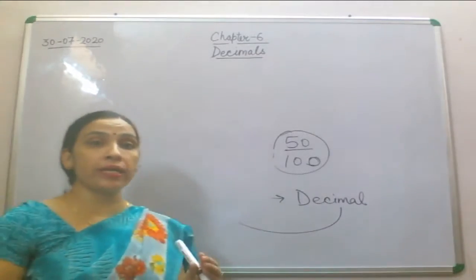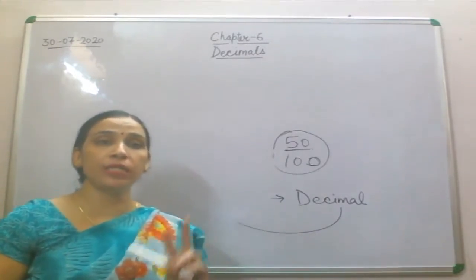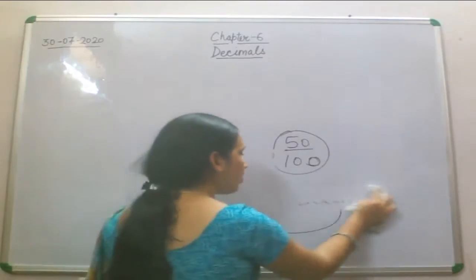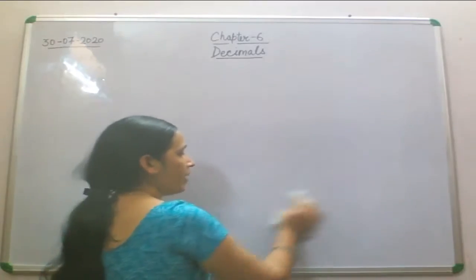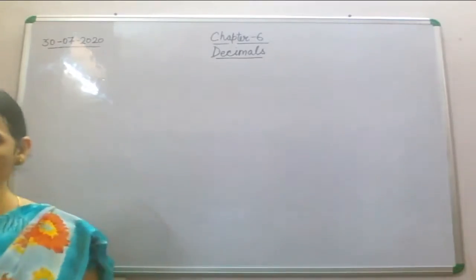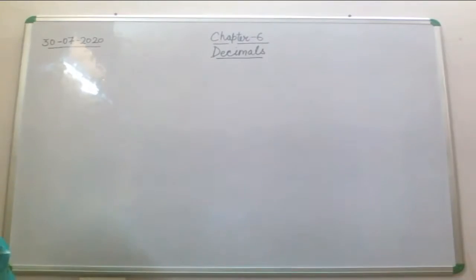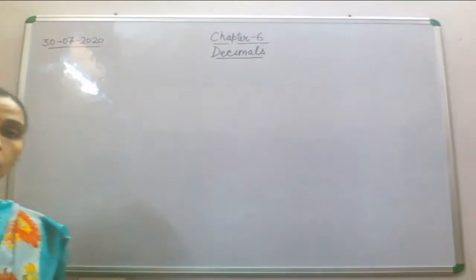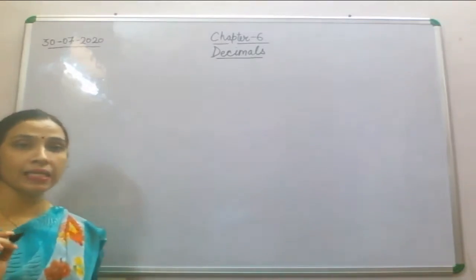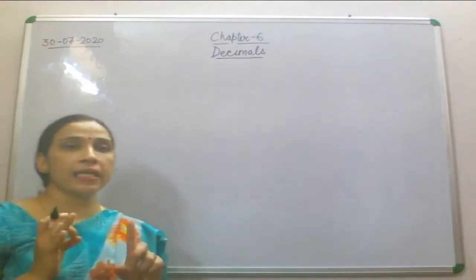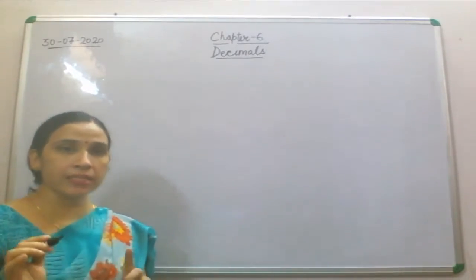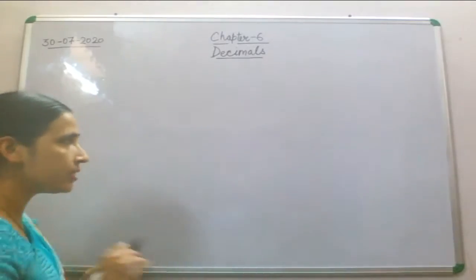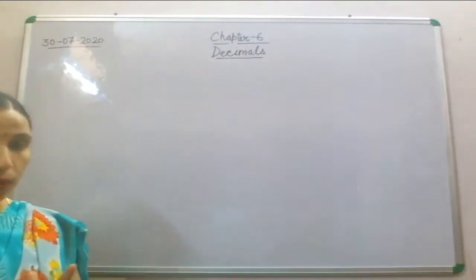When a point comes in between two natural numbers or two whole numbers, we call it a decimal. When a point comes in between two numbers, we call it a decimal. Now 1/10 first we will understand. In decimals we have the tenths place, then the hundredths place, then the thousandths place. Let us understand what the tenths place, hundredths place and thousandths place are.